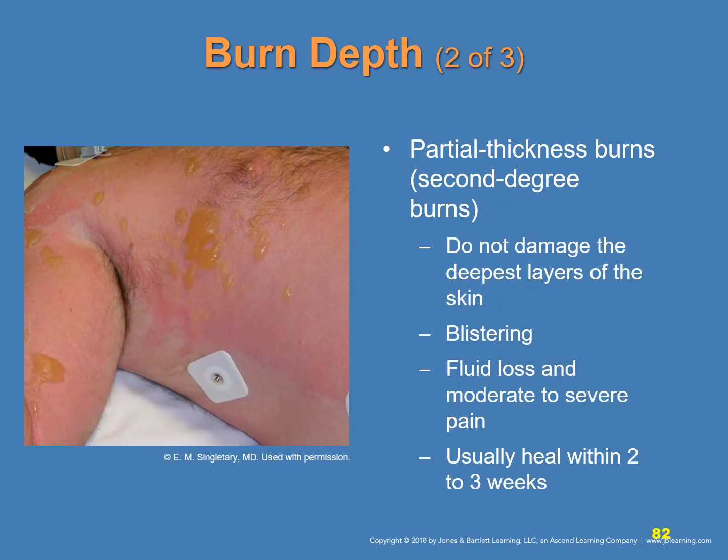Partial thickness burns, or second-degree burns, are somewhat deeper but do not damage the deepest layers of the skin. Blistering is present. There may be some fluid loss and moderate to severe pain because nerve endings are damaged. They usually heal within 2 to 3 weeks.